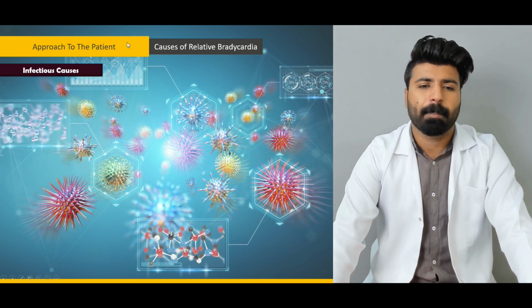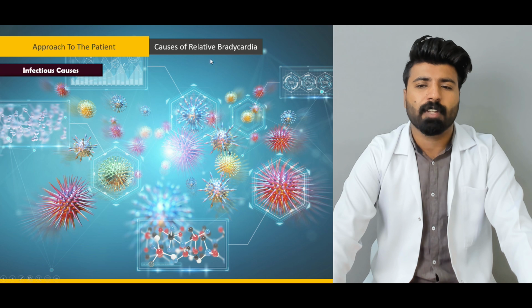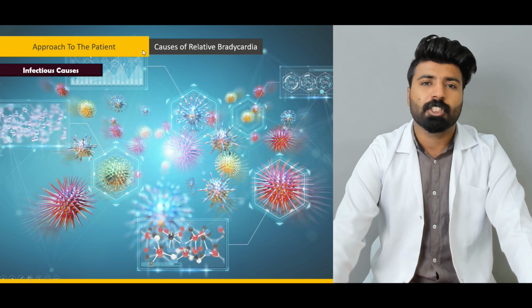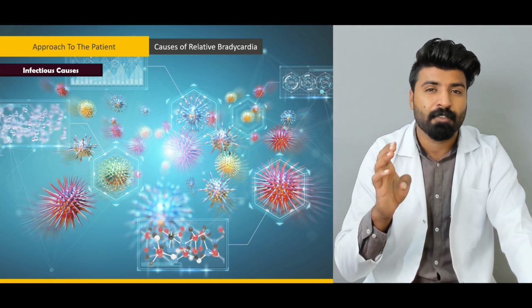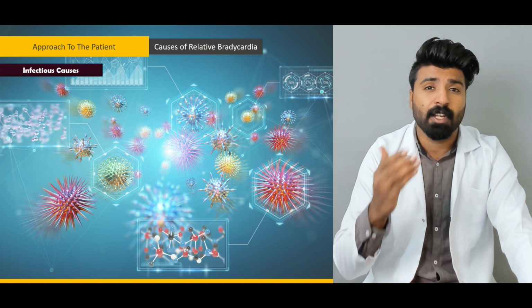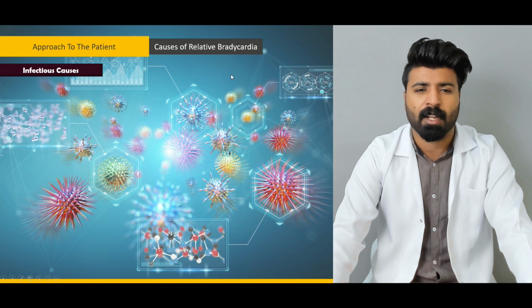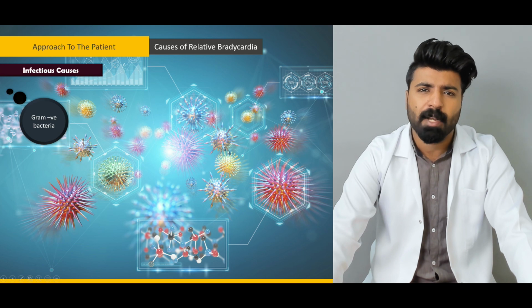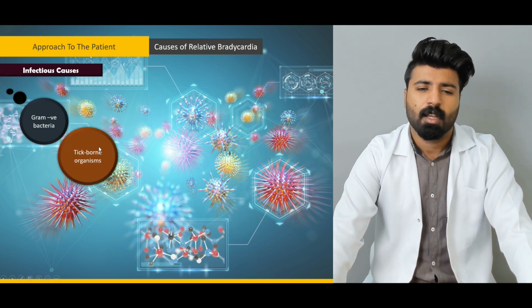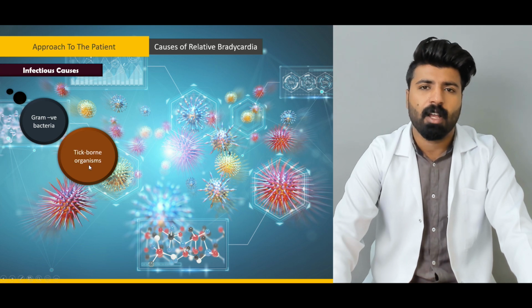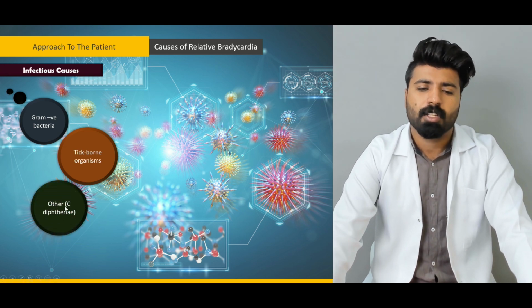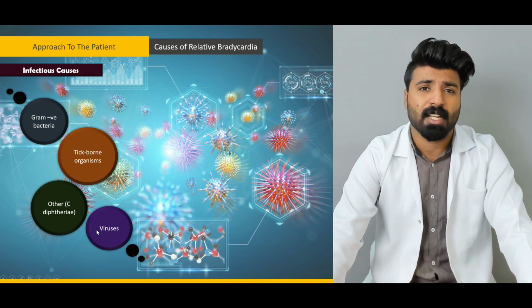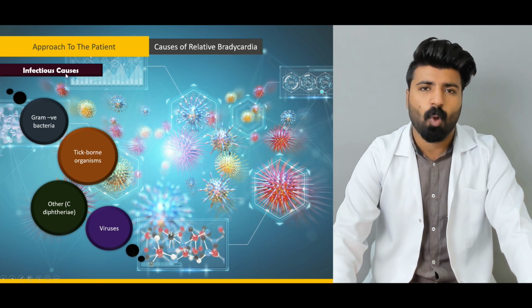Next on, approach to the patient. Now, let's talk about causes of relative bradycardia. What is bradycardia? Decreased heart rate. Now, we are just developing a mindset for you, in order to tell you that, okay, we have relative bradycardia, what do you suspect? What we have as infectious causes is that gram-negative bacteria can cause bradycardia. What else? Tick-borne organisms can cause bradycardia. What else? C. diphtheriae can cause bradycardia. And what next? Some viruses can cause bradycardia. Now, these are the infectious causes of bradycardia.